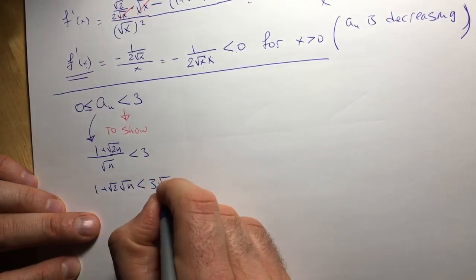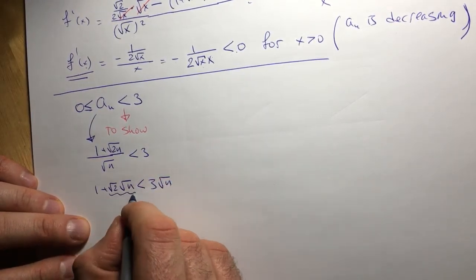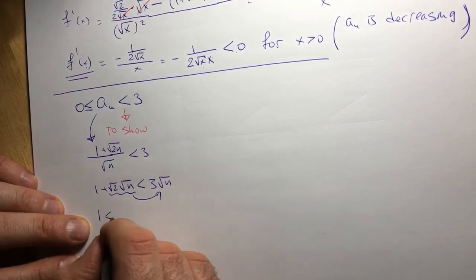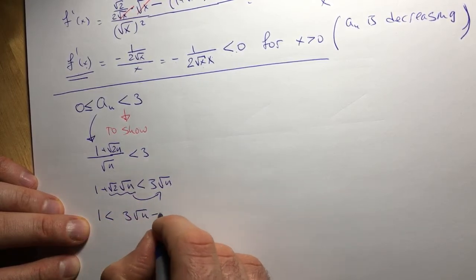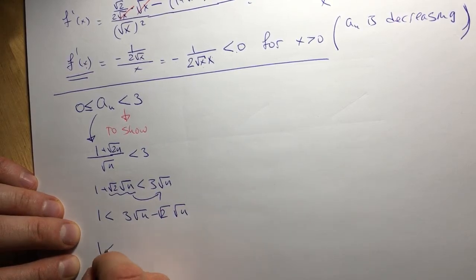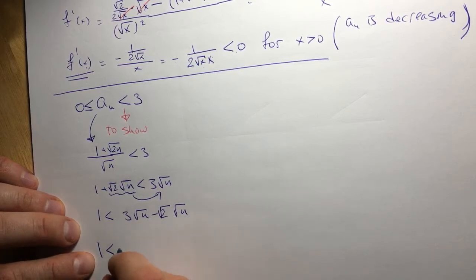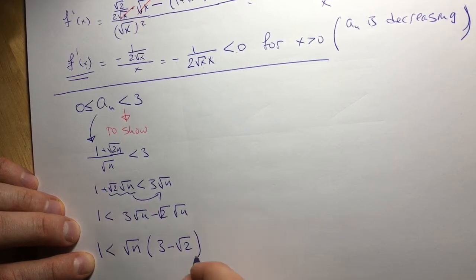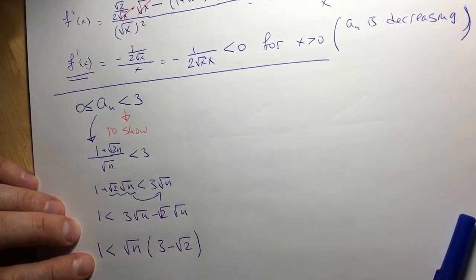Is less than 3 square root of n, and bring this guy on this side. 1 is less than 3 square root of n minus square root of 2 times square root of n. Okay, finally we want to show that a_n is less than square root of n times 3 minus square root of 2. And is this enough? Well, yes, this is enough.